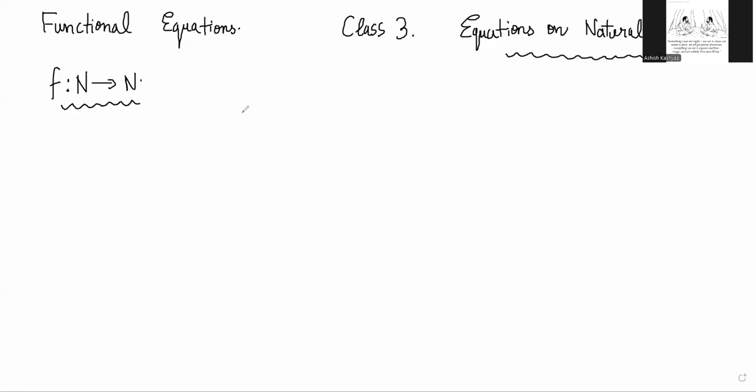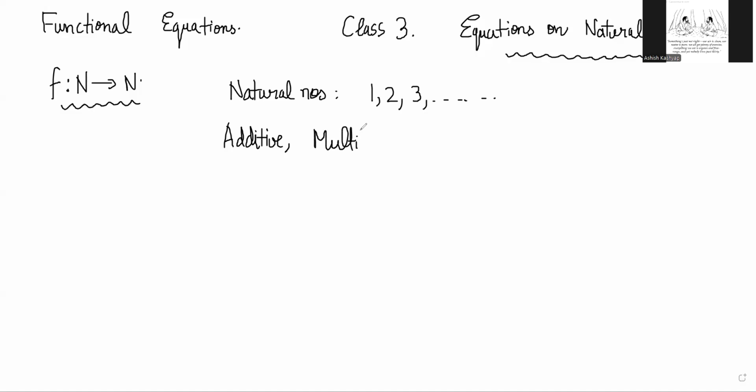So what are the important properties of this set of natural numbers that we will be using in our equations? First of all, the set of natural numbers obviously begins from 1, 2, 3 and goes on forever. And it follows the following properties: the additive property, the multiplicative property, and also ordering. So what do I mean by these things? First of all, the additive property means that if you take any two natural numbers, any numbers from this set, when you add them, the result is also a natural number. So the natural number set is closed under addition.